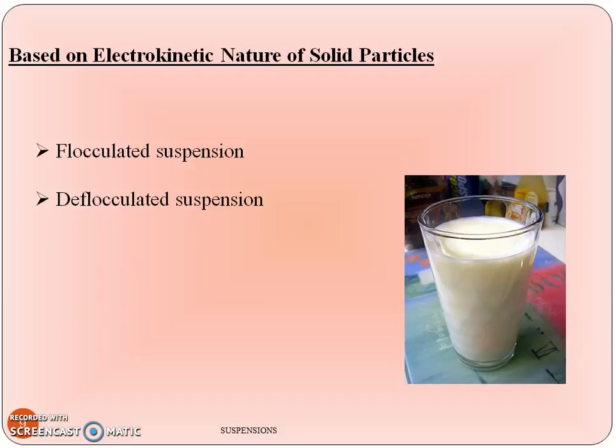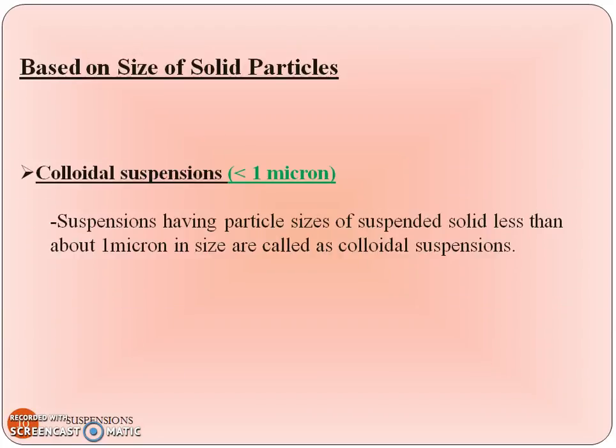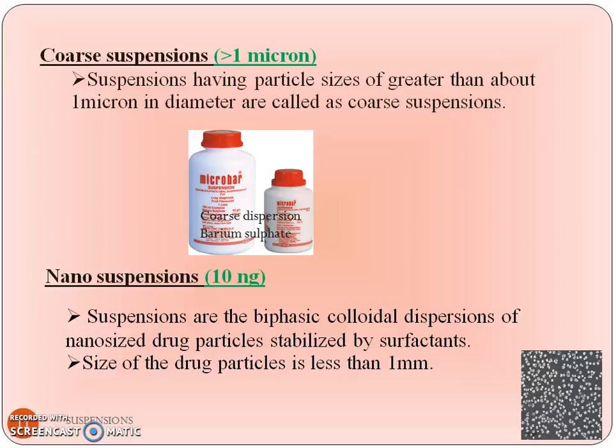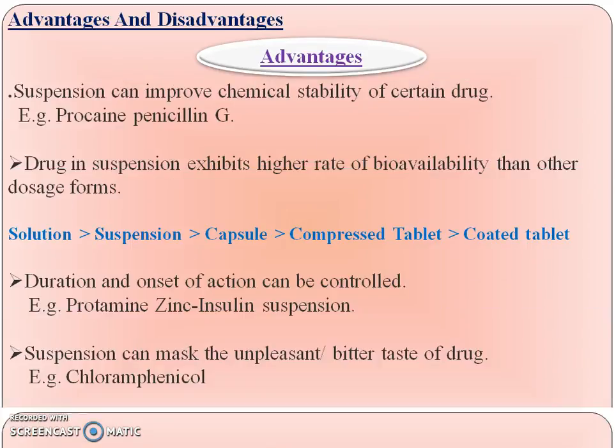Based on the electrokinetic nature of solid particles: flocculated suspensions and deflocculated suspensions. Based on size of solid particles: colloidal suspensions. Suspensions having particle size of suspended solid less than about 1 micron are called colloidal suspensions. Coarse suspensions: suspensions having particle size greater than about 1 micron in diameter are called coarse suspensions. Nanosuspensions: these are biphasic colloidal dispersions of nano-sized drug particles stabilized by surfactants. Size of the drug particles is less than 1 micrometer.